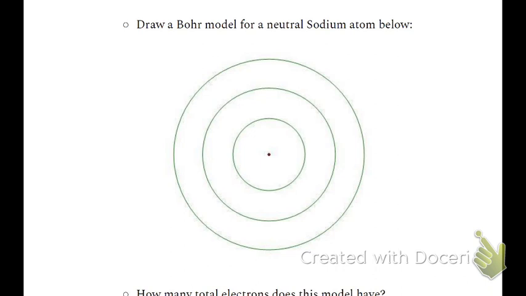In order to draw the Bohr model, what do you need? First of all, what is sodium? How are you going to find sodium on the periodic table? Look for it. What's it look like on the periodic table? Its symbol is Na. And where is it at? First column, third down. Okay, what's its atomic number? 11. What does that mean about sodium?